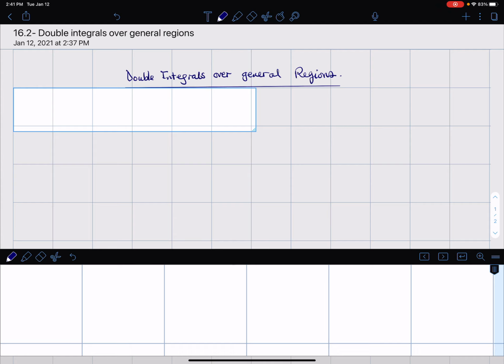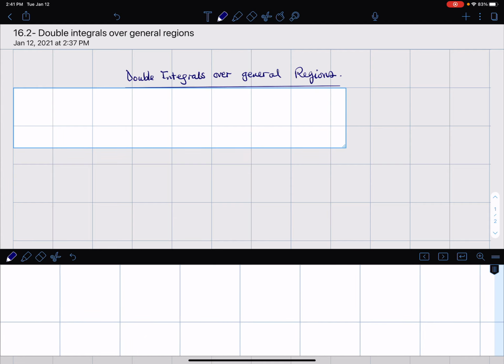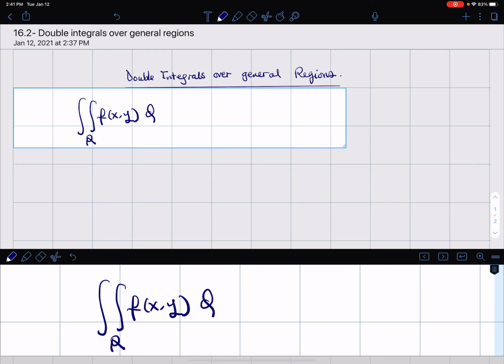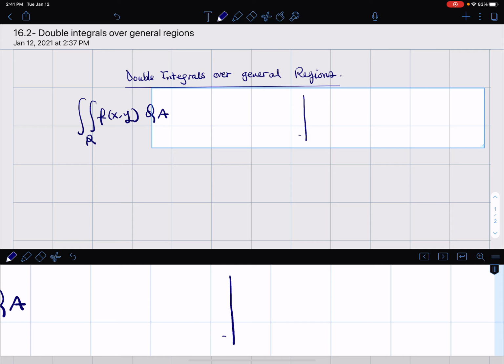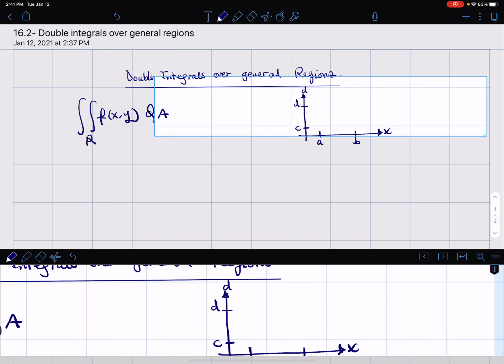So in the previous section, we looked at the integral when the region of integration is a rectangular region. So you have the double integral over R of f of x y dA, and R is maybe a region from A to B, and then from C to D, A to B on the x-axis, and C to D on the y-axis.